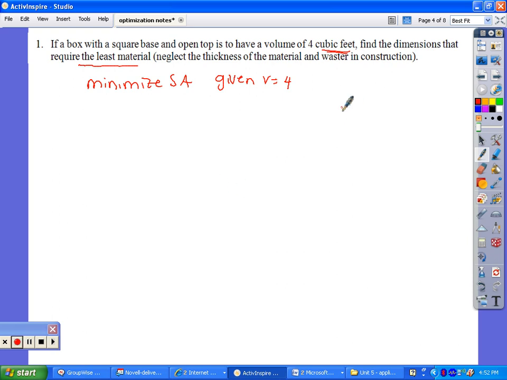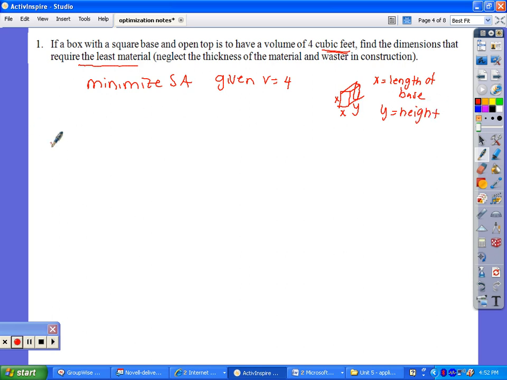Okay, so it might help to draw a picture of it. You can probably draw a better cube than I can, but this is my box that's on its side. Okay, sorry, that's really bad, but it's a square base. So I'm going to say this is x and x, and my y is there. So I'm going to define my variables. So x is my length of my base, and y is the height of the box.